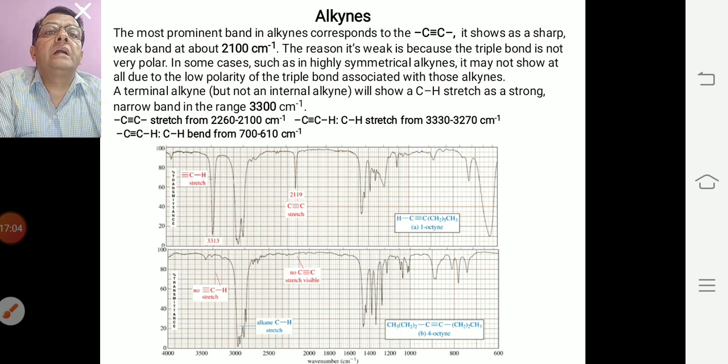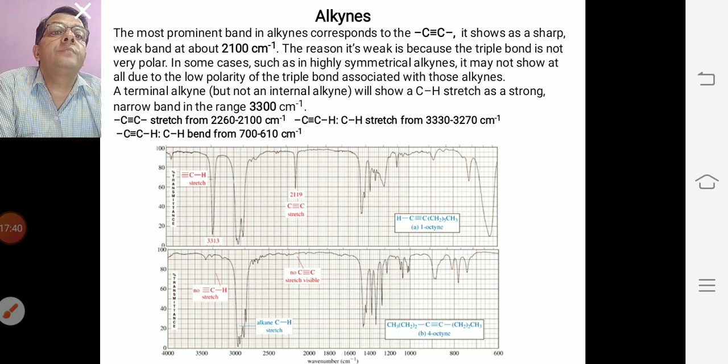So these are the main vibrations: C triple bond C stretch from 2260 to 2100 per centimeter, and the CH stretch from 3330 to 3270 per centimeter, and C triple bond C CH bending from 700 to 610 per centimeter.